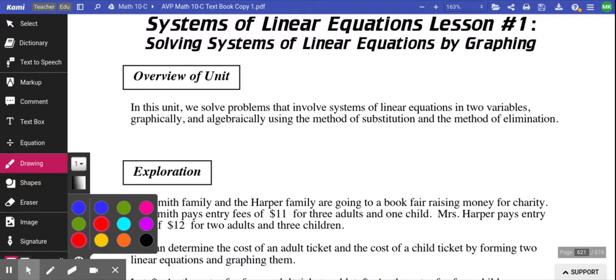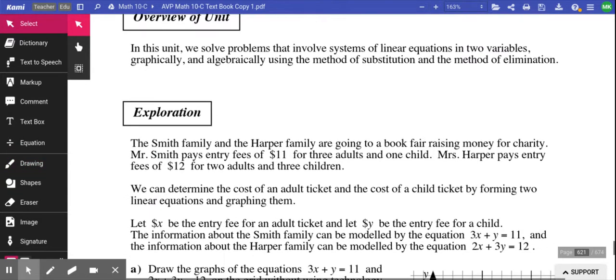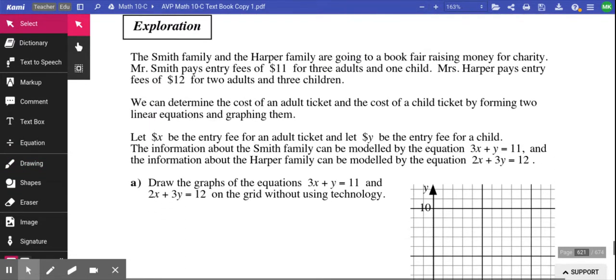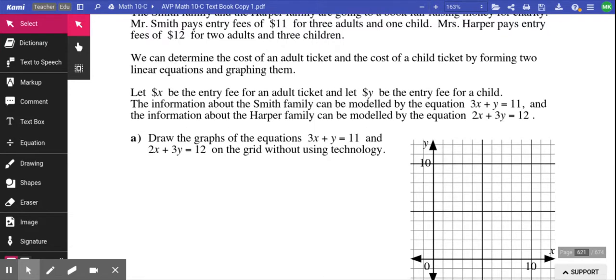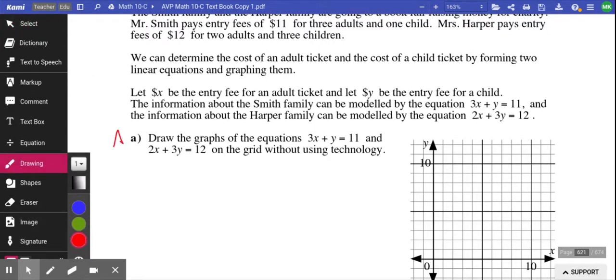Before we really get into systems of equations and what a system of equations is, we're just going to do a little bit of a review on graphing things. This page in your textbook has this whole exploration thing. We're not actually going to do that. So we're just going to skip right down to question A, which says draw these graphs. Graph those two equations.